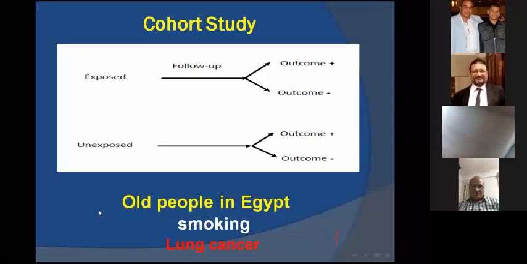We discussed, this is our participants, all people in Egypt. And the risk factor, smoking. As you see, old people in Egypt, some of them are exposed, means some are smokers and some are non-smokers. Some of the exposed will get a positive outcome, developing lung cancer, and others not. While among the unexposed, some may develop lung cancer and others may not. This is a typical cohort study.